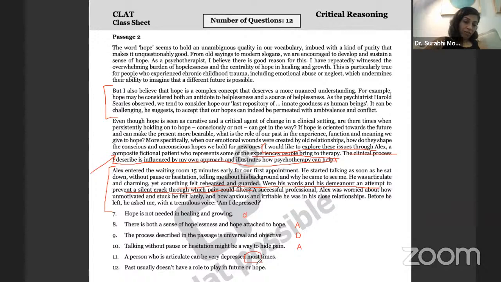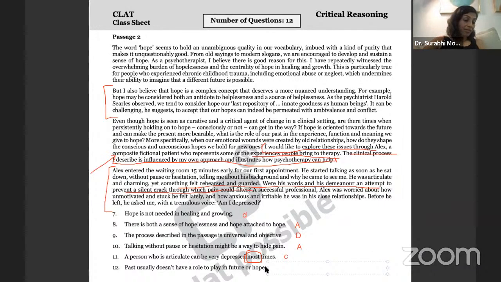Just like before, we circle another culprit of a word, which is "most". So from such a generic passage, are we in a position to talk about data? I cannot use "most" unless I have enough data to support this answer. So I go to 11 and I mark it as a C. Past usually doesn't have a role to play in future or hope.